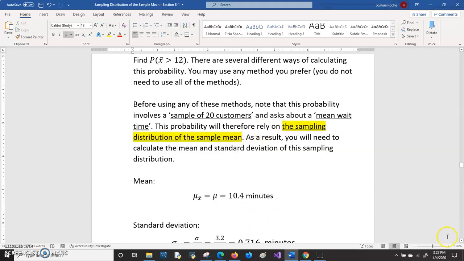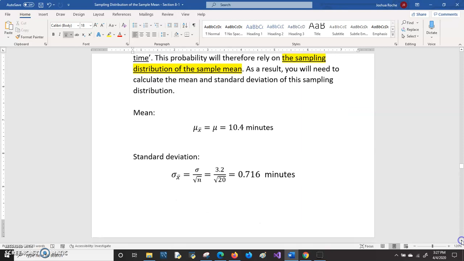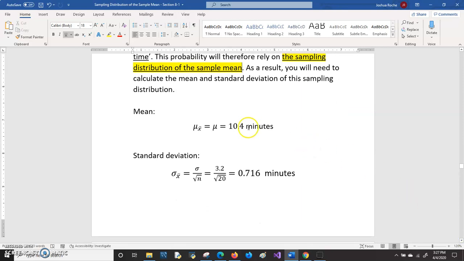And so that means that we're going to have to recalculate the mean and standard deviation. The mean is still 10.4, but the standard deviation will change again. So it's still the population standard deviation, 3.2, divided by the square root of n, which is now 20. And it works out to about 0.716.